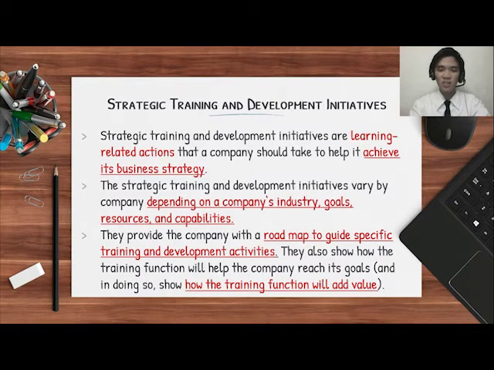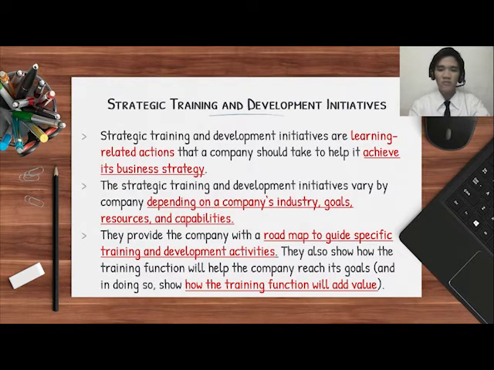Business strategy is an outline of actions and decisions that the company plans to take in order to achieve its business goals and objectives. These initiatives vary by each company, and it depends on the company's industry, goals, resources, and capabilities. It also provides the company a roadmap to guide specific training and development activities.